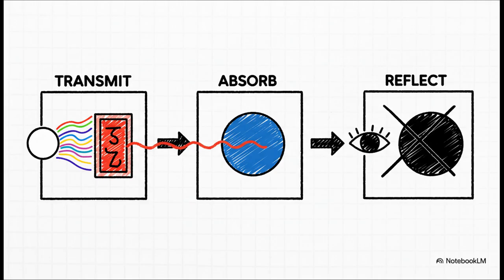First point, the red filter only lets red light through. It transmits red light. Second point, a blue object looks blue because it reflects blue light, but it absorbs all other colors, and that includes red, so that red light gets soaked up by the object. And third, if no light is reflected from the object into your eye, it's going to look black. Transmit, absorb, reflect. Those are the 3 key ideas for the 3 marks.